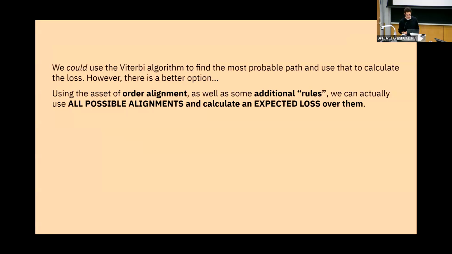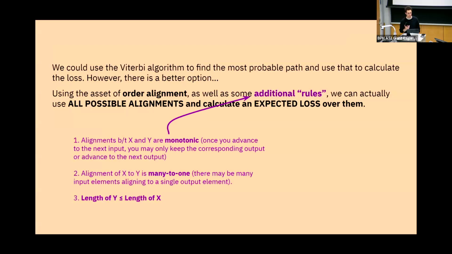And so a quick aside on some of these additional rules, or the properties of the CTC alignments that we might get. Number one is monotonicity, right? So once you advance to the next input, you can either keep the corresponding output that you had or advance to the next output. And we'll get into some examples of this in a bit. Also, as we mentioned, this relationship is many to one, right? There might be many different input elements for a single output element, and along with that comes three, that the length of the outputs is going to be less than or equal to the length of the inputs.